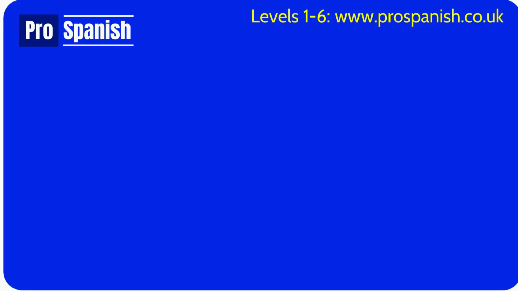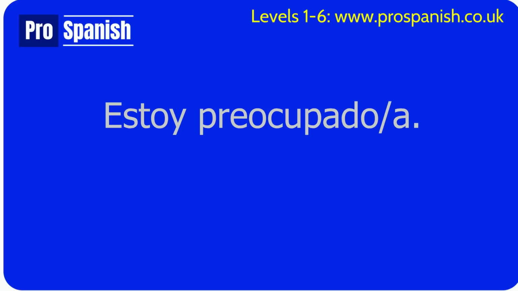Estoy, and before I carry on, if you're a woman, if you're a girl saying this, you have to change the ocupado or the preocupado to ocupada, ending in an A, or preocupada, ending in an A, worried. So if it's referring to yourself and you're a girl or a woman, or referring to somebody else who's a girl or woman, then change the O to an A to make it feminine. So again, how would you say, I'm worried? Estoy preocupado, or estoy preocupada.